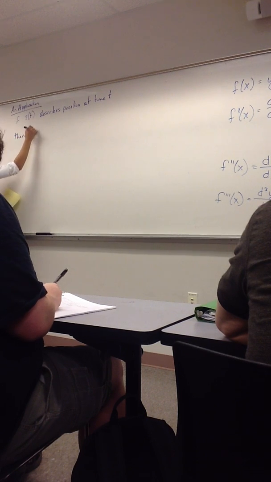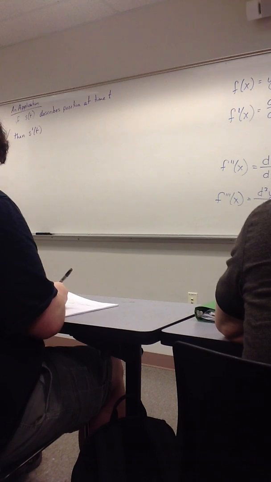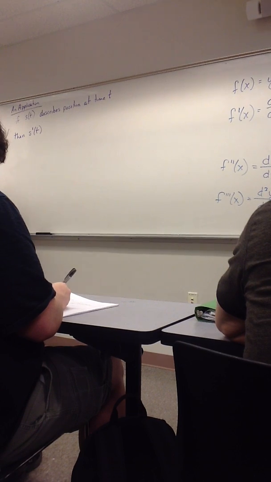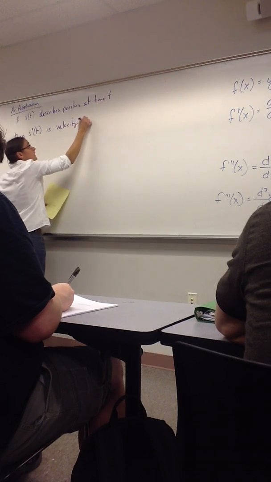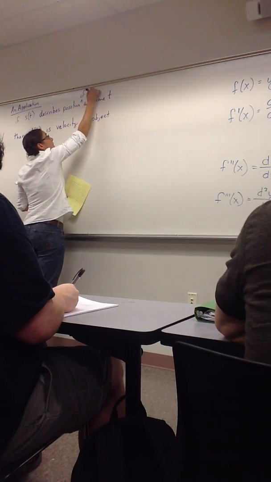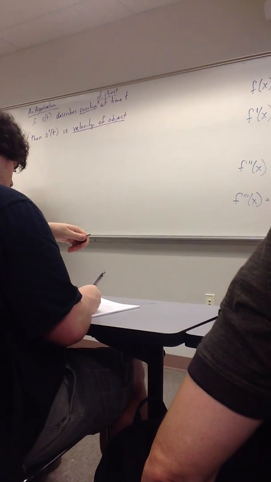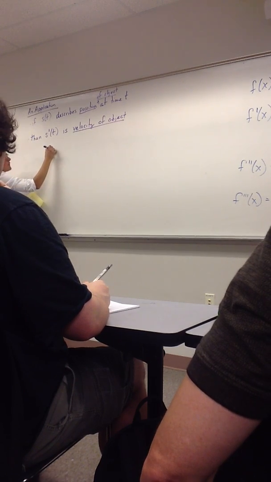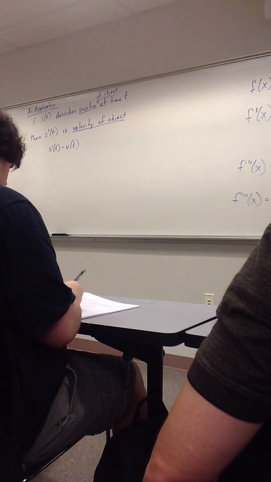then s prime of t, the derivative, is describing instantaneous rate of change of position, which is velocity. So s prime of t is velocity of the object. So the original one is position of the object. S prime is the velocity of the object. And so we might say that s prime of t is velocity, v of t.